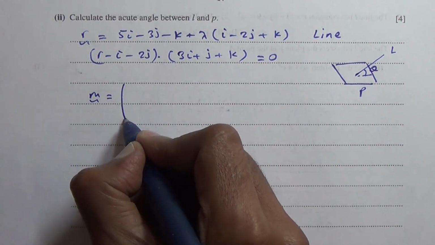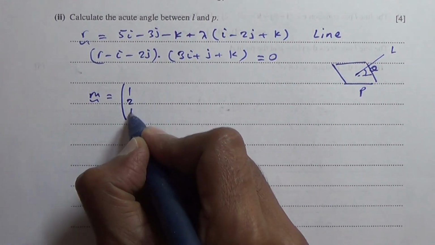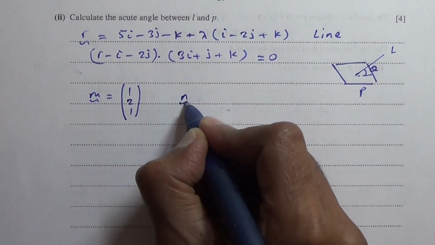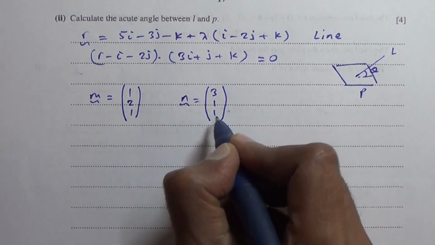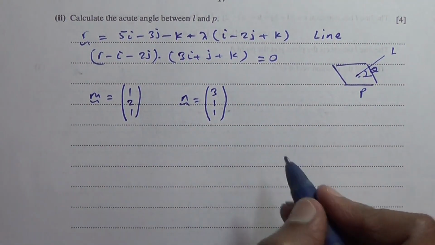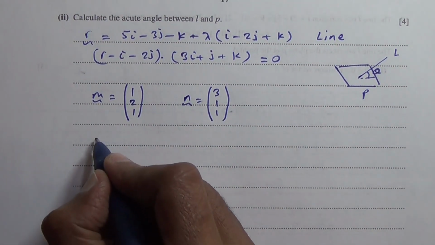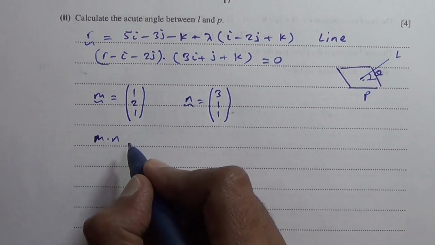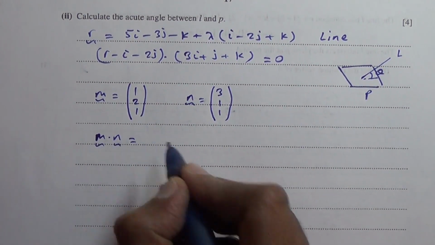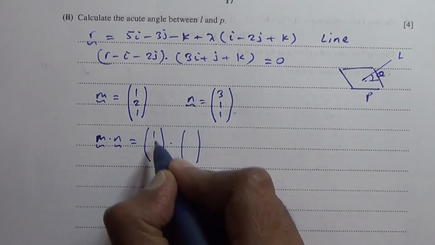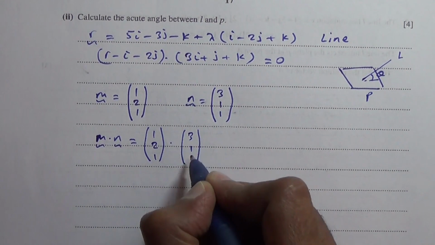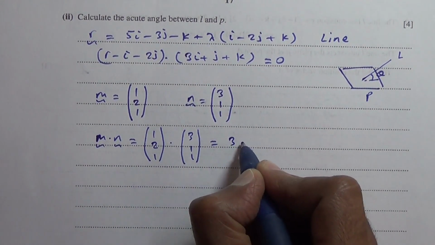M is equal to 1, -2, 1. Then the direction vector of the plane, I'm going to call that n, is 3, 1, 1. Okay, so the next thing to do is we can just dot product their direction vectors. So that's going to translate into something. Alright, so we've got (1, -2, 1) dot (3, 1, 1), which is then 3.